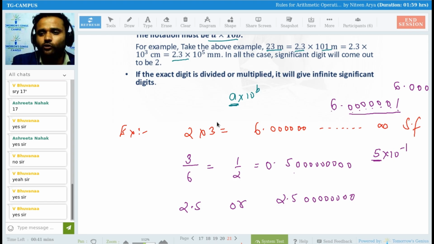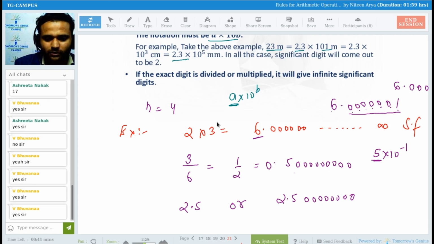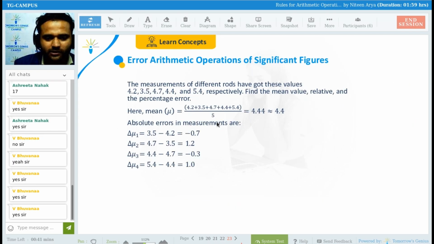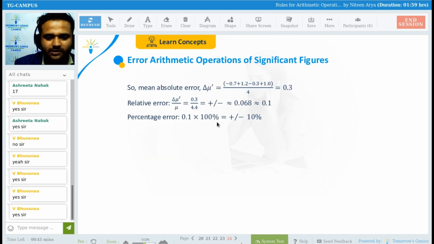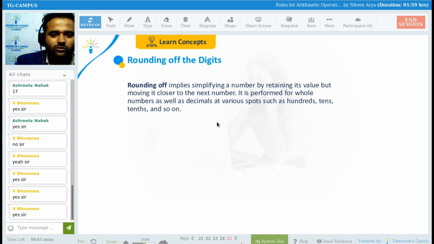These are known as infinite significant figures. But this is done only when the digit is exact. Exact digit means this, like n can be an integer, or you can say a whole number: 4, 3, 2, 1. Clear? Okay. So skip this part because we are going to discuss this in error.